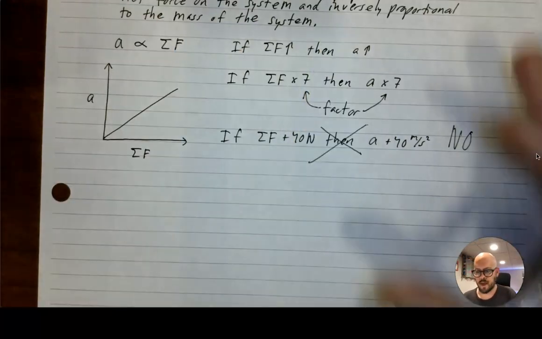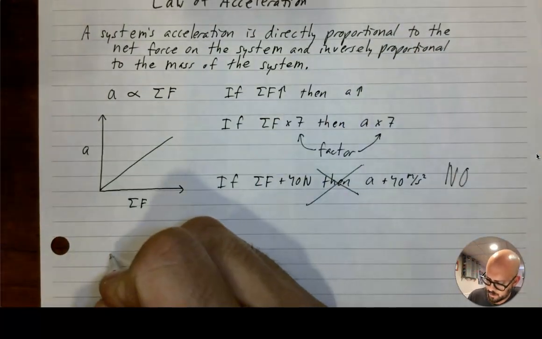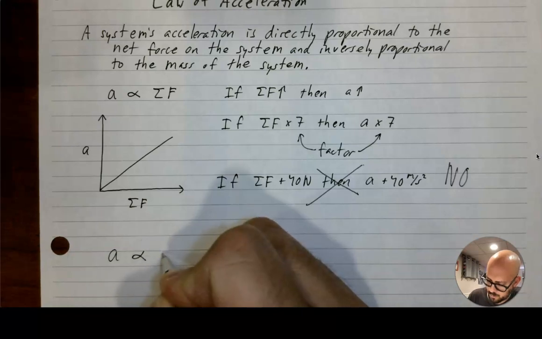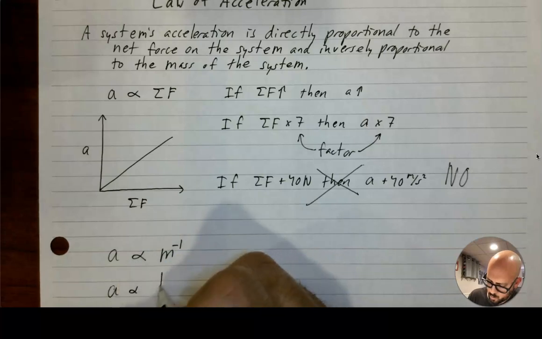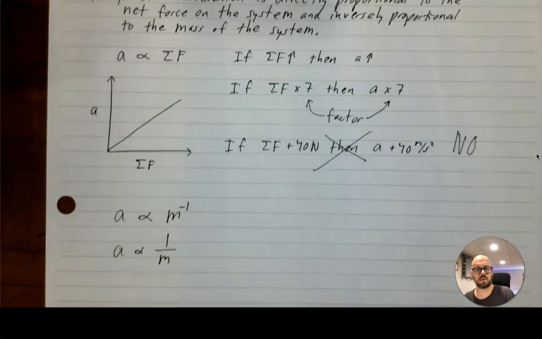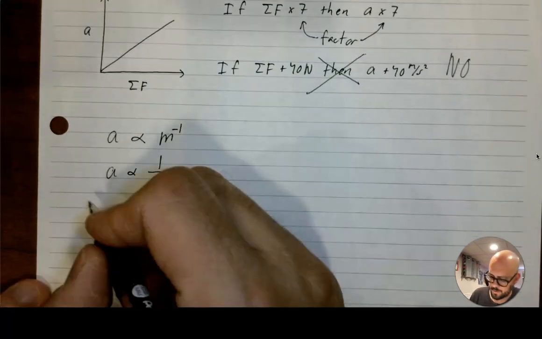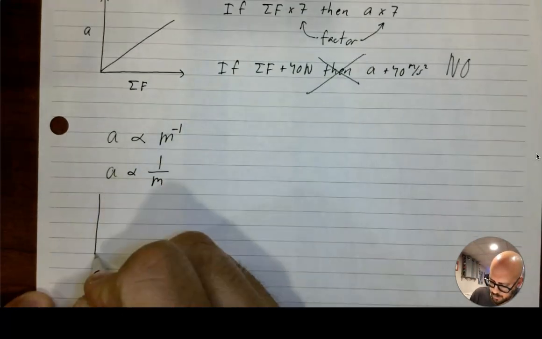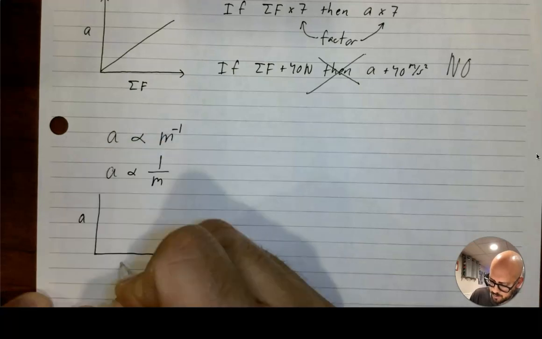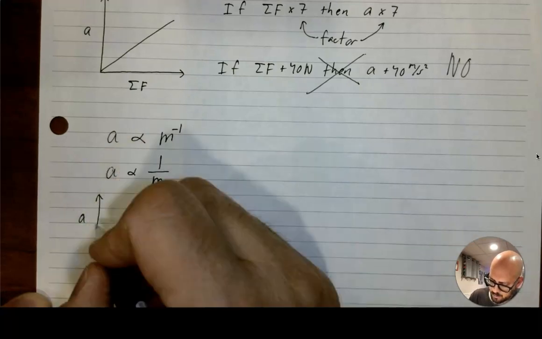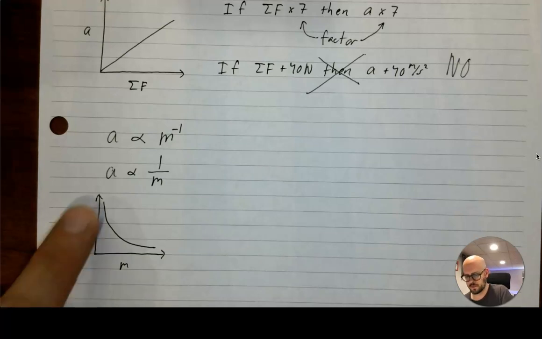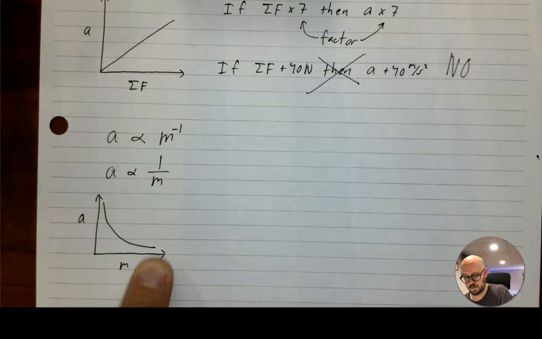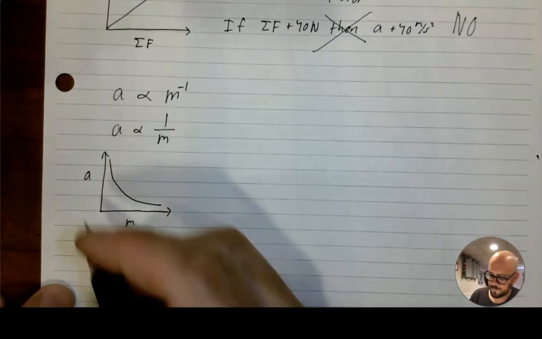Inversely proportional to the mass of a system, we can write a different way. We can say a is proportional to m to the negative 1 power, or a is proportional to 1 over m. What that would look like, and what you saw in your lab, is if we graph acceleration versus mass, we would get this curve, where if the mass is very low for a net force, the acceleration is very high, and if the mass is very large, the acceleration is very low.